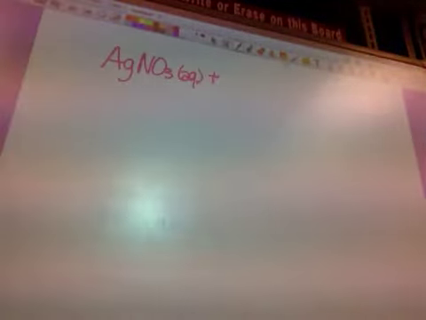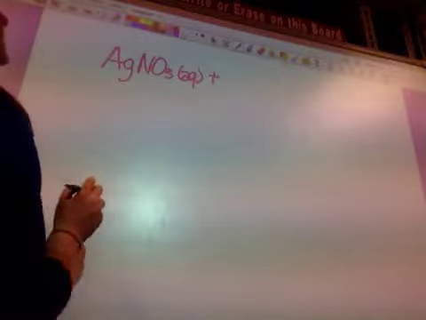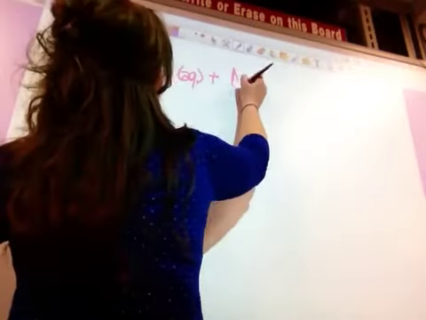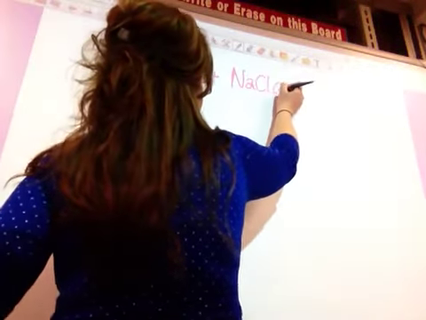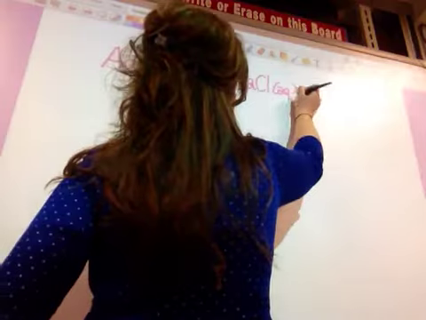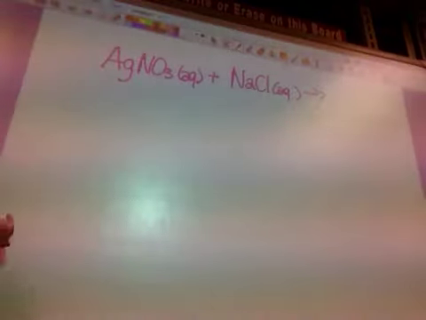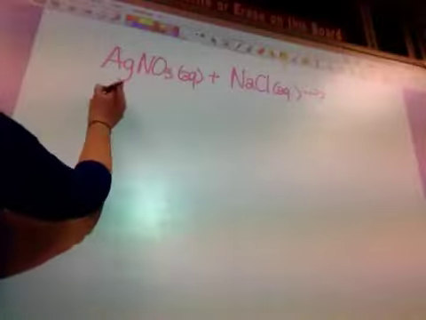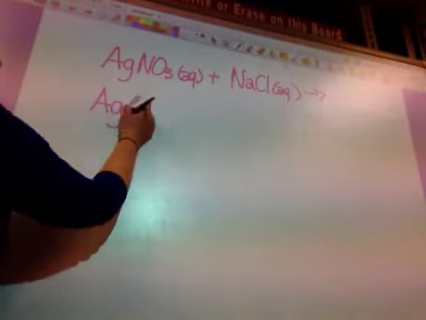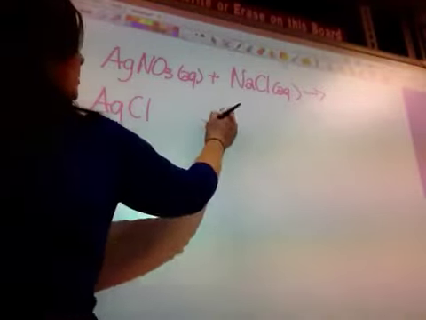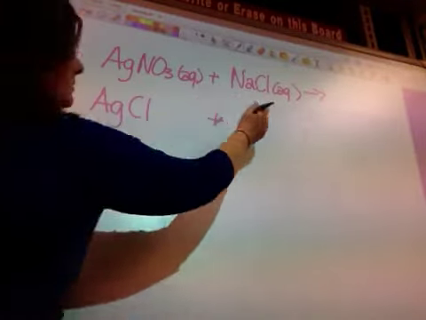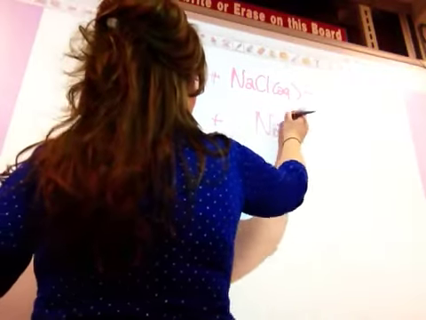So we have silver nitrate, and then we also have sodium chloride. So silver nitrate and sodium chloride. Then I'm going to write NaCl. That's an aqueous solution as well. Okay, that is going to make for us what 2 products? It's going to make for us silver chloride. So it's going to produce silver chloride, and it's also going to produce sodium nitrate. So then I'm going to write NaNO3.